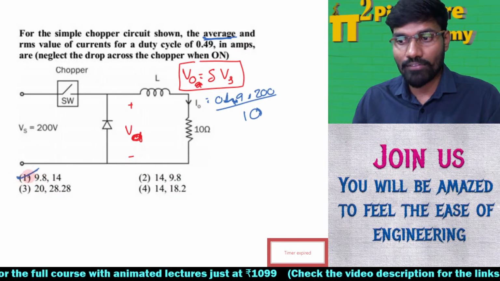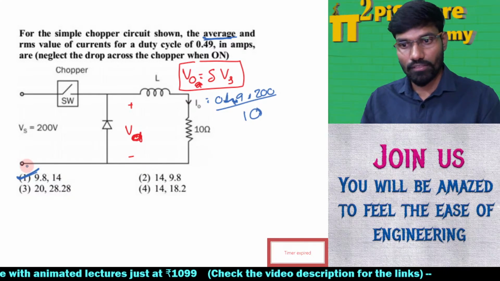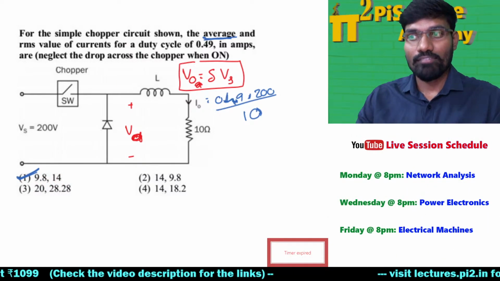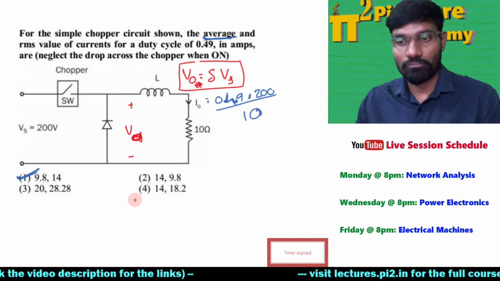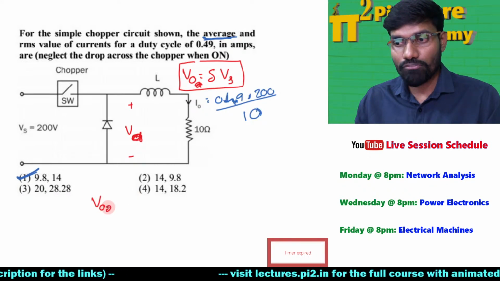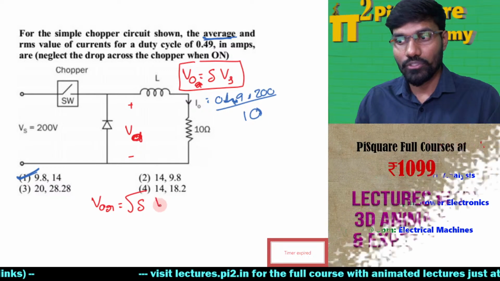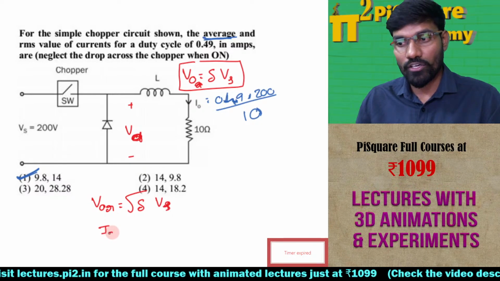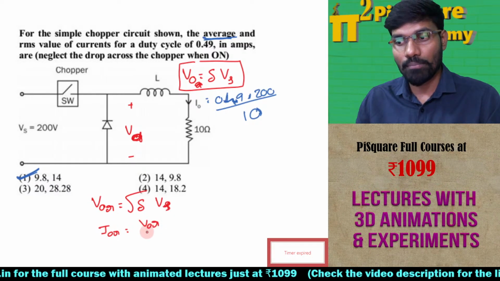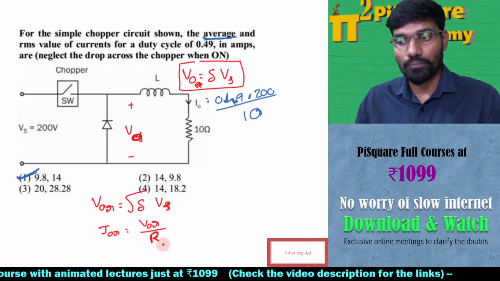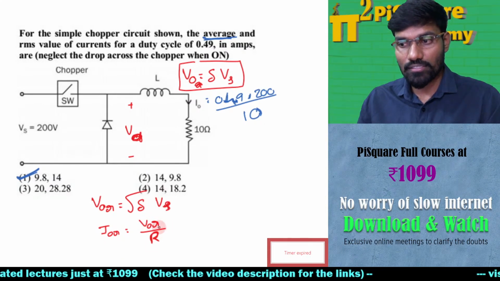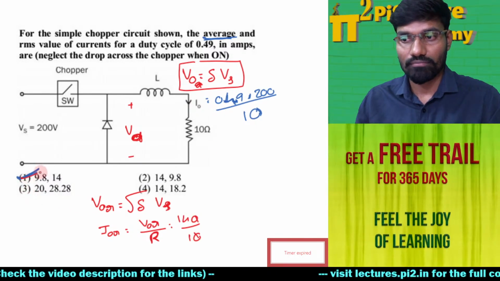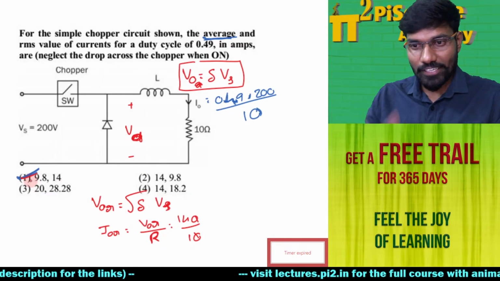The first option has 9.8, so you can mark it flawlessly. You don't even have to go for RMS current, because this is the only option available. But just for practice, the RMS formula is square root of delta into Vs. If you want I0 RMS, then simply V0 RMS by the R value. You should get 140, and R value is 10, so the answer is 14. Give it a thumbs up.